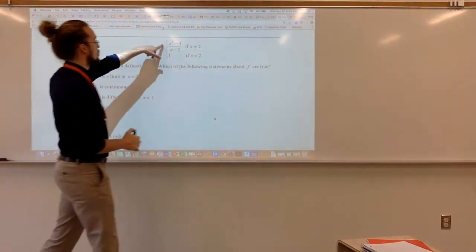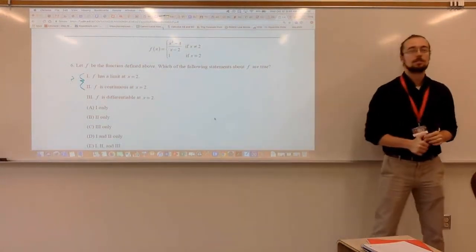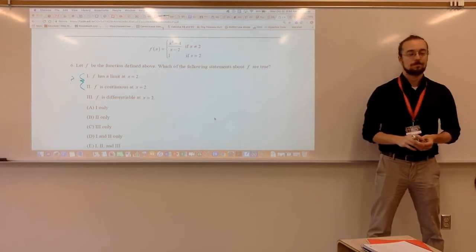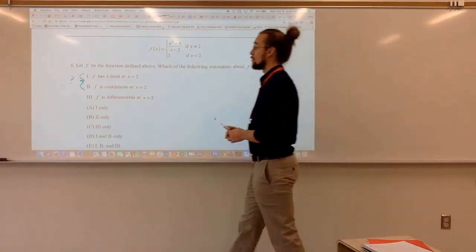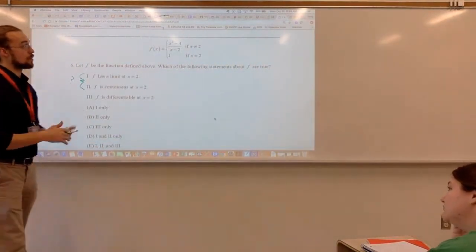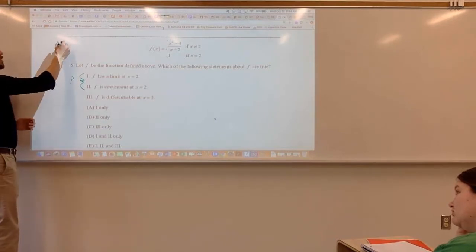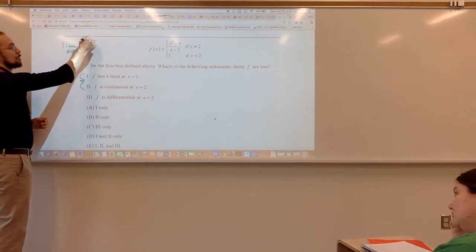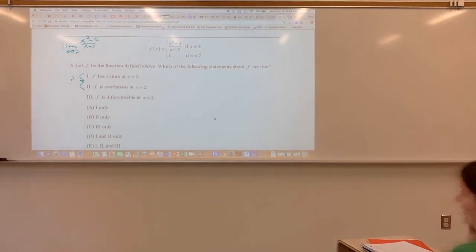If I plug in 2, I get 4 minus 4 over 2 minus 2. I get 0 over 0. So what is that? If we get 0 over 0, that means there's going to be a hole. So is there a limit as x approaches 2? Just because it doesn't exist. So what we're really trying to figure out is this problem: the limit as x approaches 2 of x squared minus 4 over x minus 2.